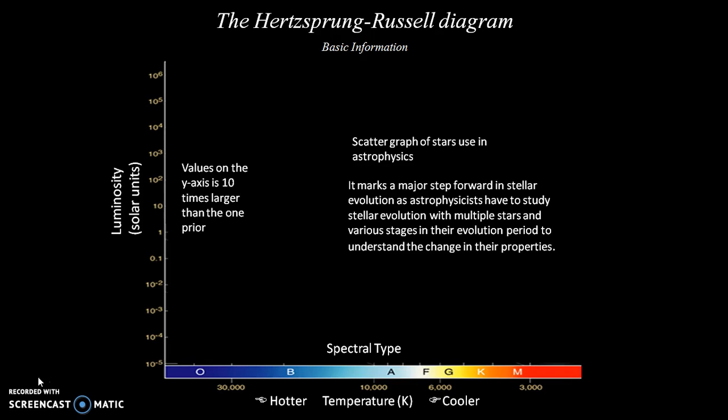On the HR diagram, the stars near the upper left are hot and luminous. The stars near the upper right are cold and luminous. The stars near the lower left are hot and dim, and the stars near the lower right are cold and dim.